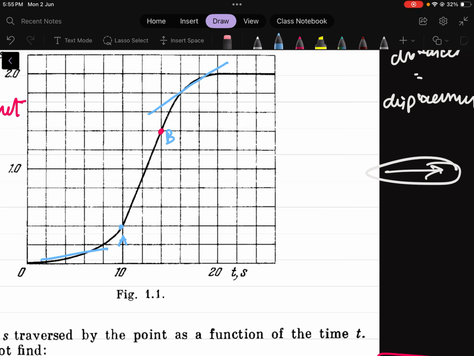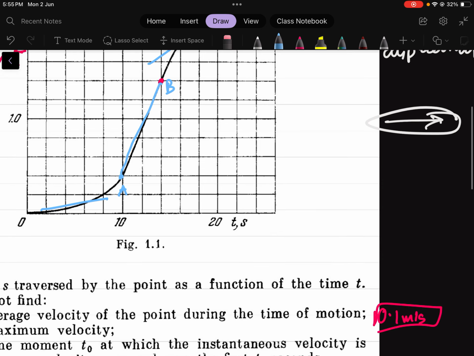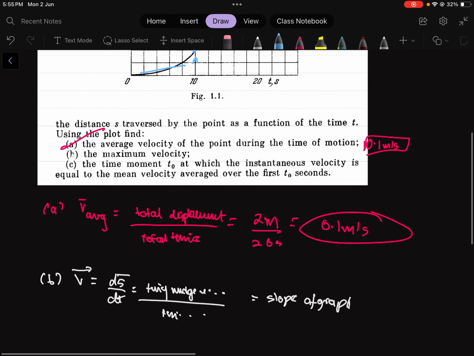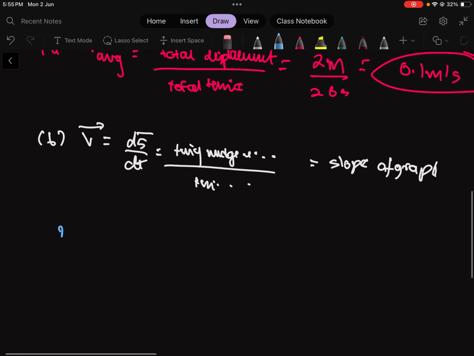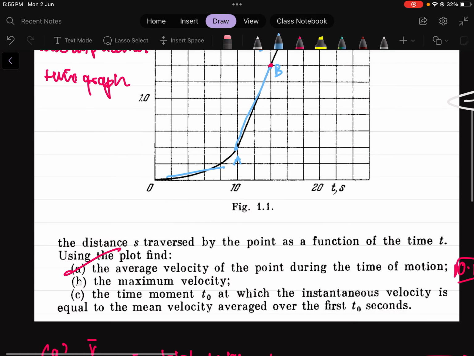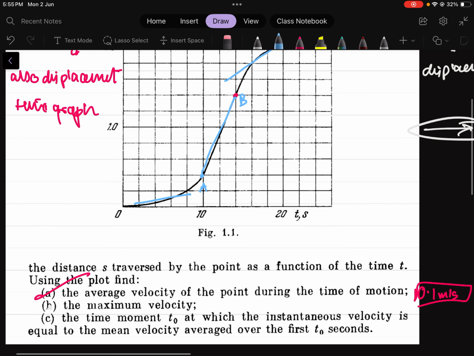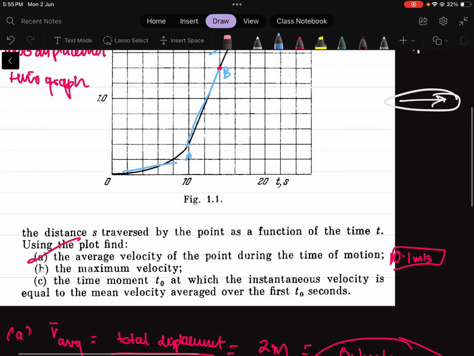So if you look at the slope over here, everywhere the slope is less than the slope of AB, so AB has to have the maximum slope and thus the maximum velocity. So maximum velocity is nothing but, since we can use advantage of the fact that the velocity is constant in AB, you can still write total displacement by total time instead of ds by dt.